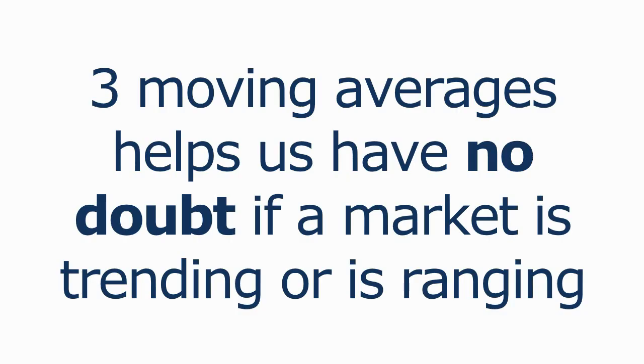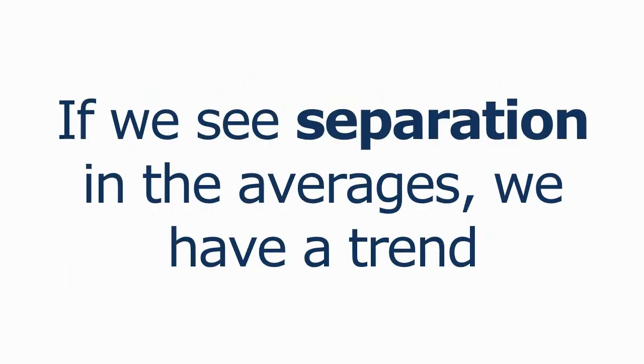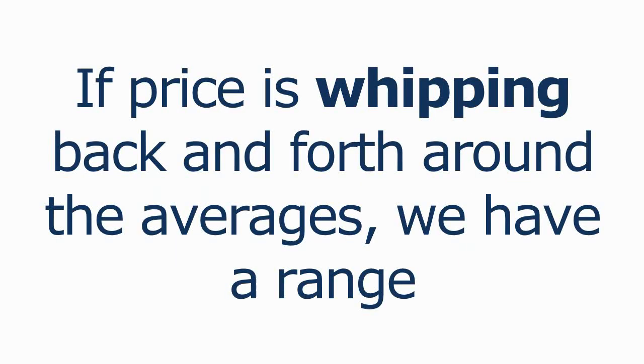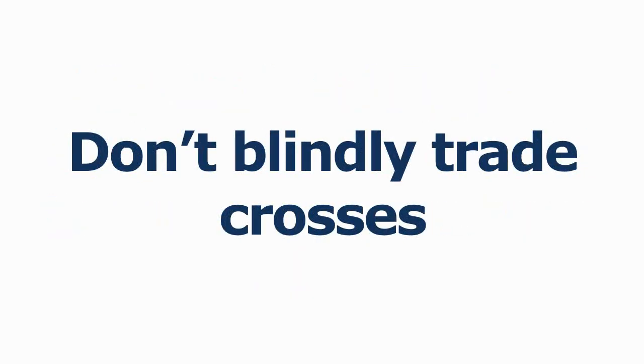Adding in the needed breaks of swing levels in all trades except for the continuation method, the second example, that ensures that price action is showing us a trending price pattern. Having 3 averages helps us have zero doubt if a market's trending or is ranging. If we see separation in the averages, we got a trend. If price is whipping back and forth around the averages, we have a range. Simple. And if you don't blindly trade the crosses, you could find an edge in this type of trading strategy where you take advantage of trend, momentum, and a simple trade management and profit taking routine.